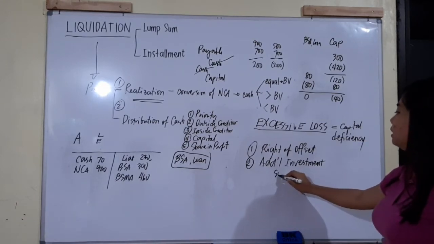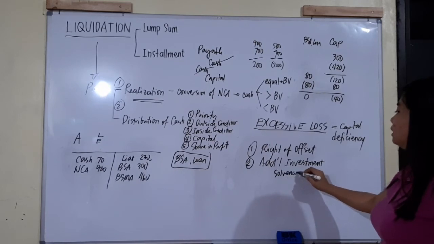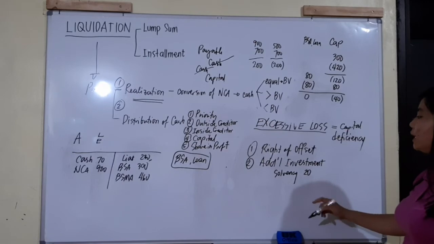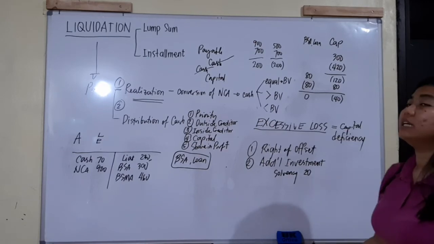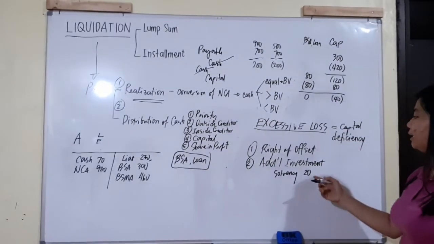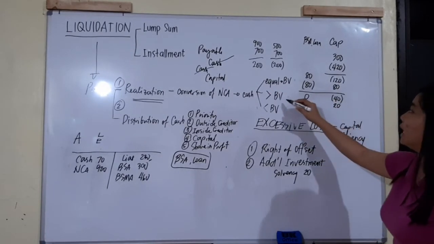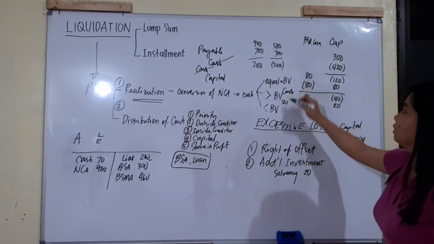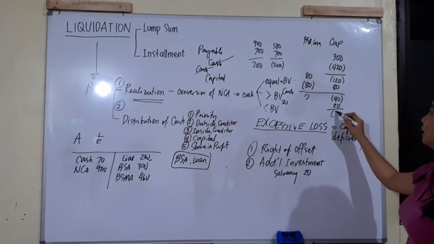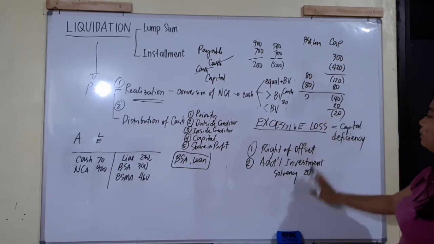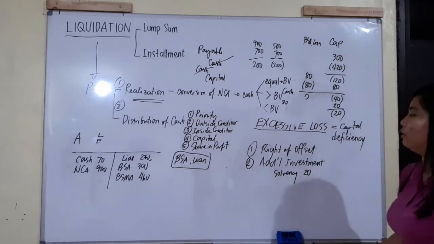Halimbawa, ang solvency. Let's say, for example, that the solvency is only at 20,000. Ibig sabihin, ang sobra lang niya ay 20,000. So, mag-add man siya ng 20 dito at mag-add siya ng 20 sa cash, meron pa rin siyang negative 20. Okay? O kung halimbawa na hindi siya solvent, hindi possible ang remedy number 2.